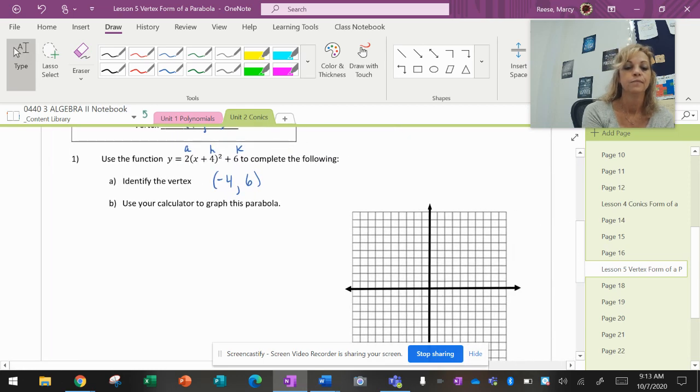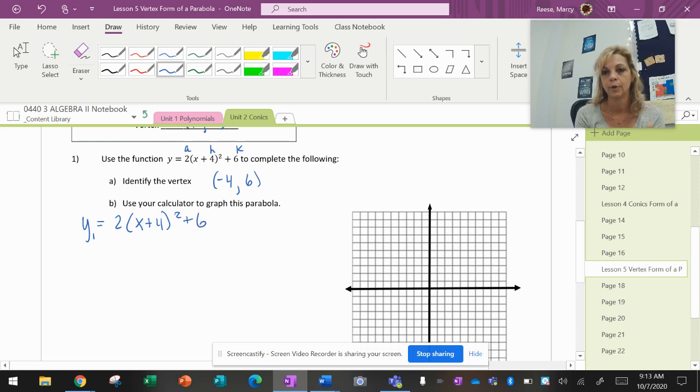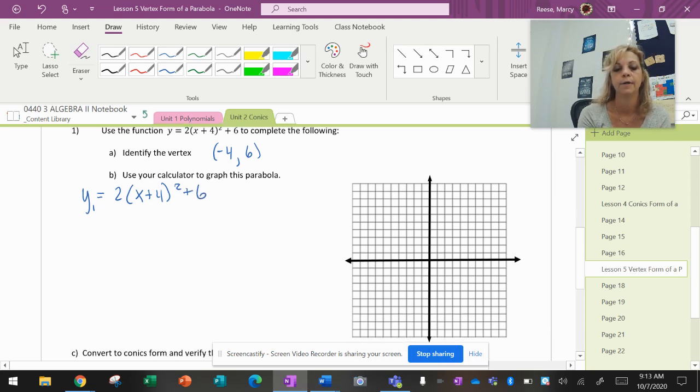So you can pause it if you want, but I want you to go into y1 in your calculator. Pause if you can't find your calculator. Get your calculator. Plug this in for y1.